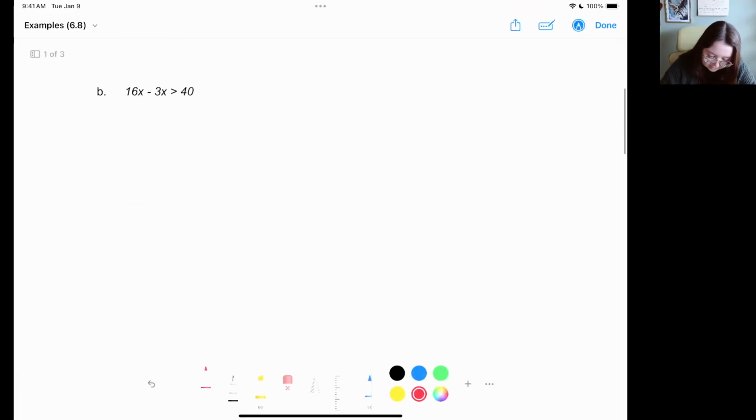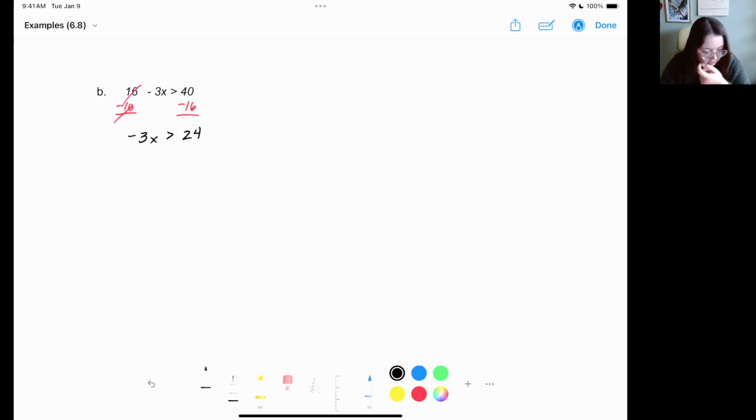We have 16x minus, that should be a 16, not a 16x. So hang on one second here. All right, 16 minus 3x is greater than 40. So we're going to go ahead and solve for x. 16 does not have an x on it, and so we can subtract 16 from both sides to simplify. It will cancel here on the left. We'll be left with negative 3x greater than, and 40 minus 16 is 24.